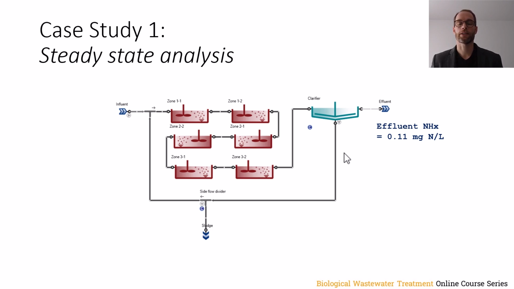So the question we ask ourselves now is, would these results change if, instead of simulating under steady state conditions, using a constant influent, a constant flow and load coming into the process, we simulated the model dynamically with an influent that was varying, where the flows and loads were varying? And so that's what we're going to look at now.